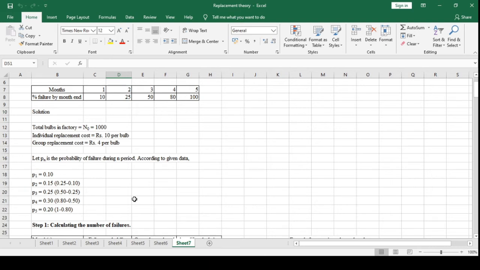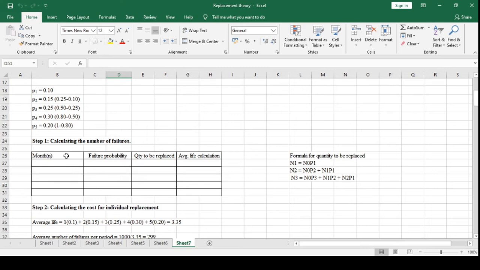Okay, now we will start calculating the number of failures. First of all, there are 3 steps over here. In the first step, we will calculate the number of failures. Then we will calculate the individual replacement cost, and then we will calculate the group replacement cost, and then we will say which policy is better.